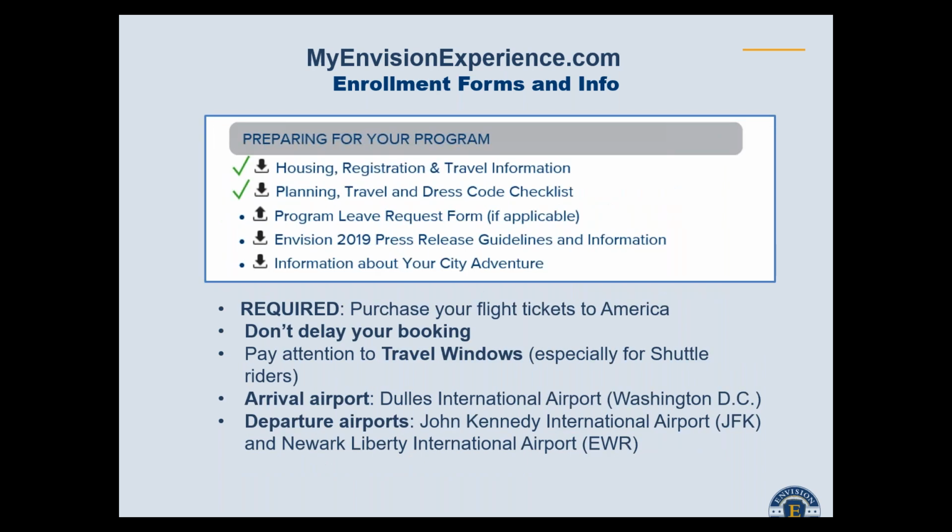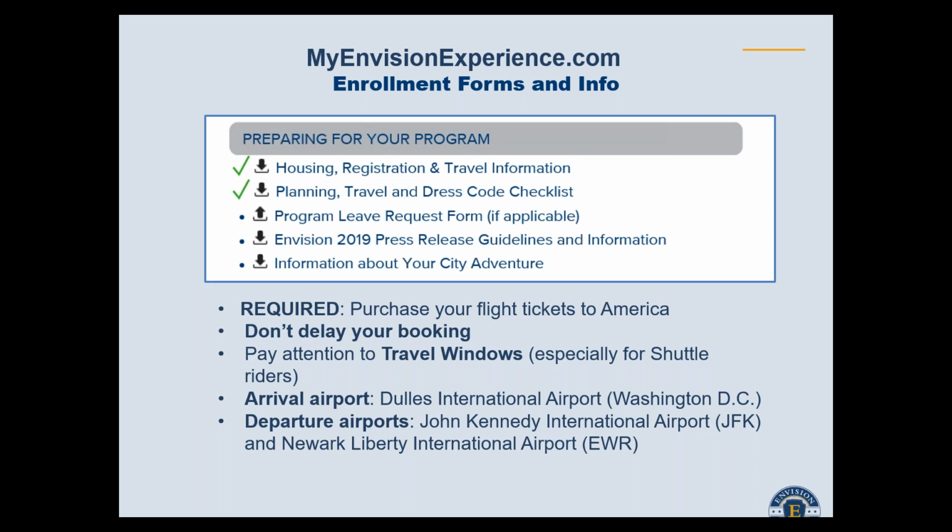The third category in your portal is preparing for your program. Here we have a total of five items that you will have to look at. Mainly, they provide information in terms of housing, registration, travel, planning, and the dress code checklist. So let's have a look at the housing and registration.